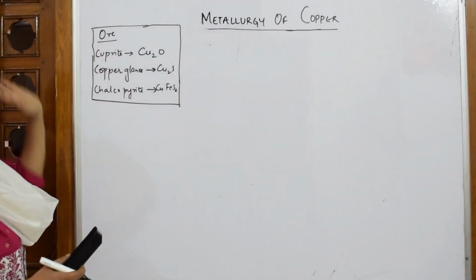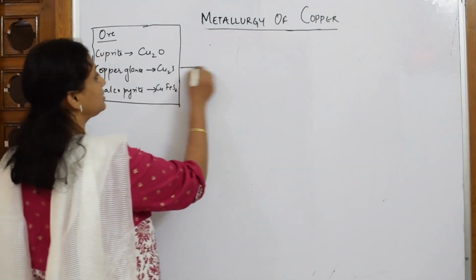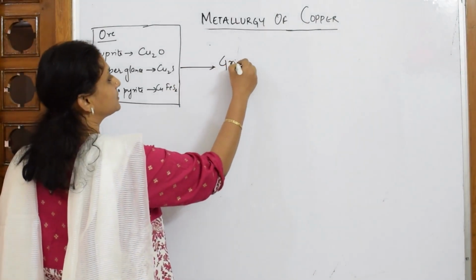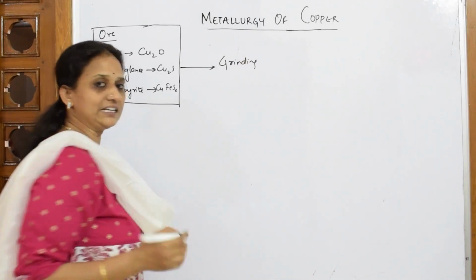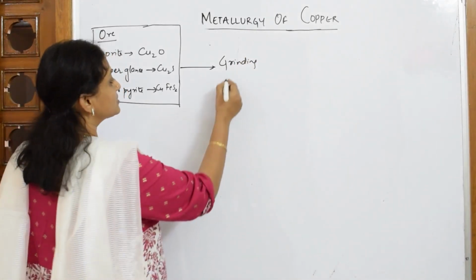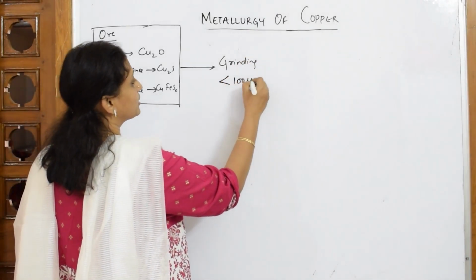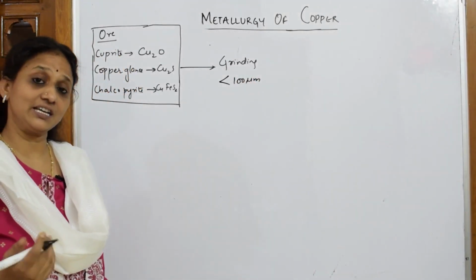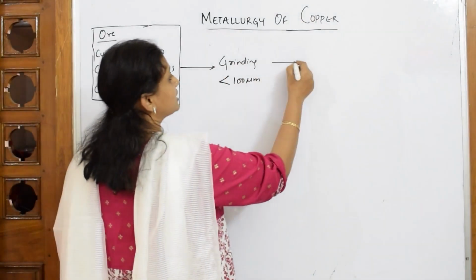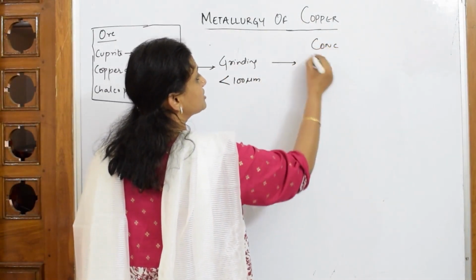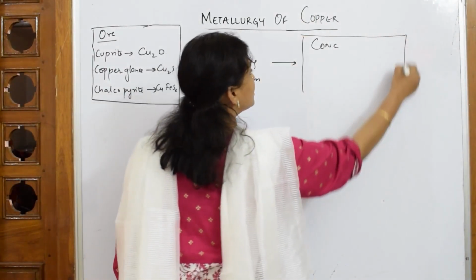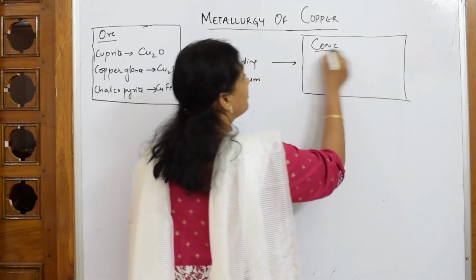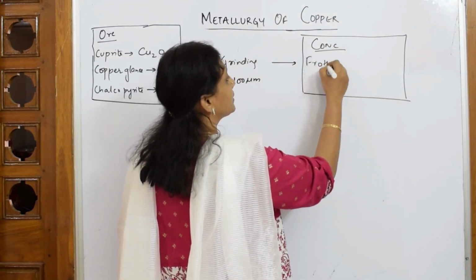Now, these three ores done, what am I going to do? We are going to take these ores and send them for grinding first. When you're sending it for grinding, it is crushed into smaller pieces of a size of less than 100 micron. Done. From this grinding tank, it's then taken into your froth flotation tank. Now we are going to do the concentration methods. In that, we will do the froth flotation method.